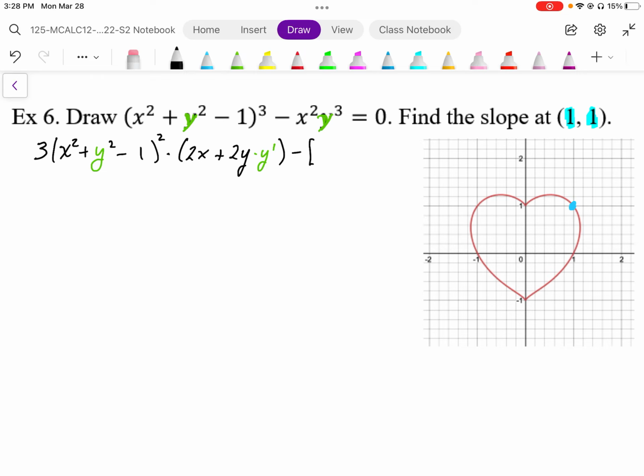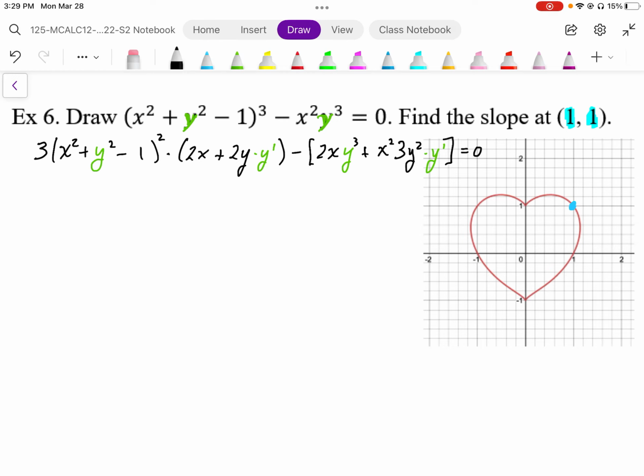The next part here is going to involve the product rule. So we're just going to apply the product rule. So derivative of the first term times the second term undifferentiated, plus x squared. We differentiate the y cubed as 3y squared. And because there's that y there, we're going to then apply the chain rule, y prime. Okay, and that's equal to 0.